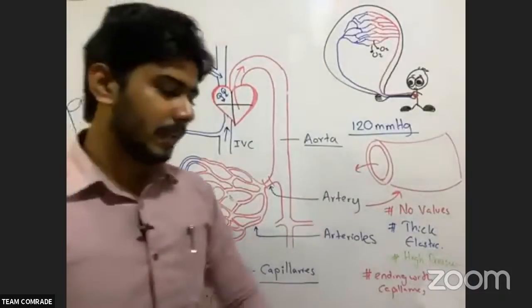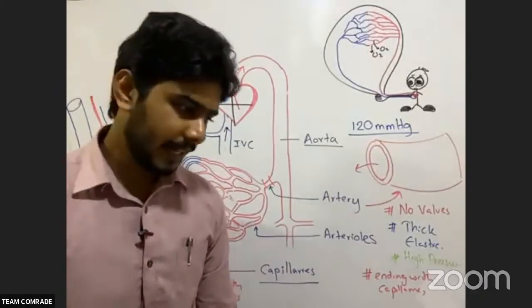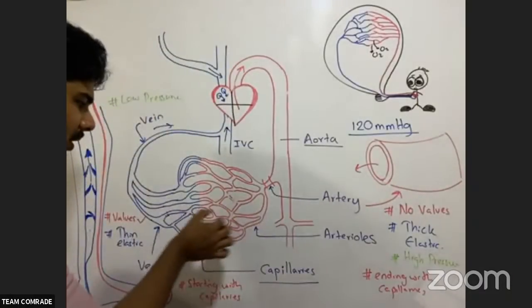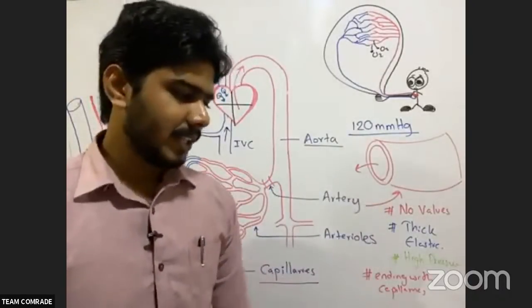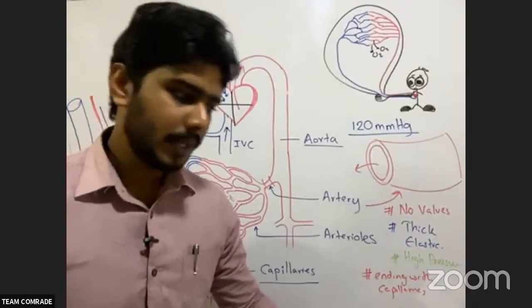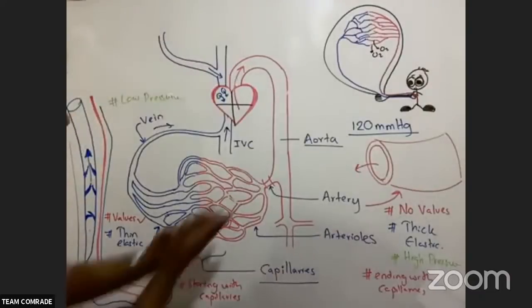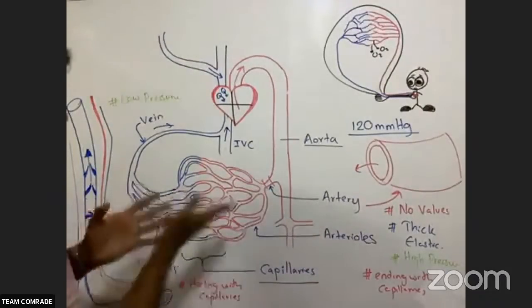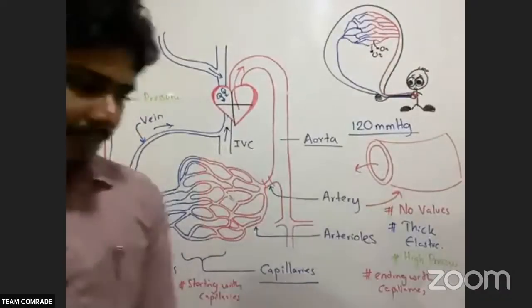Features: the walls of capillaries consist of a single cell layer, right? This is very thin. They are made of just a single cell layer, and these are the smallest blood vessels. So that is a feature. What is the function? They connect arteries and veins. Capillaries connect arteries and veins.